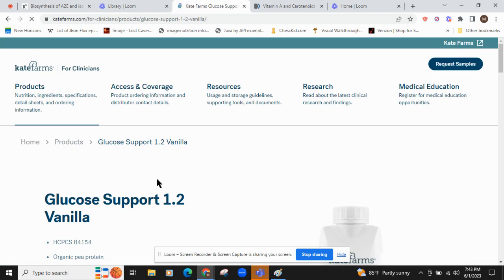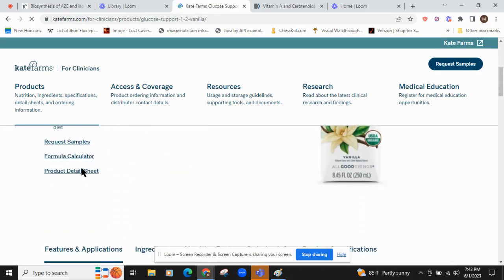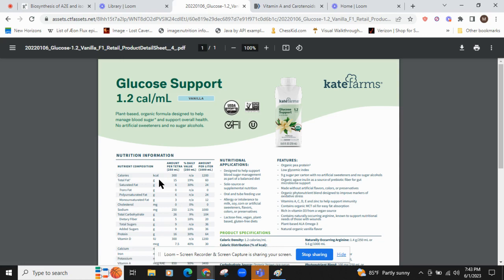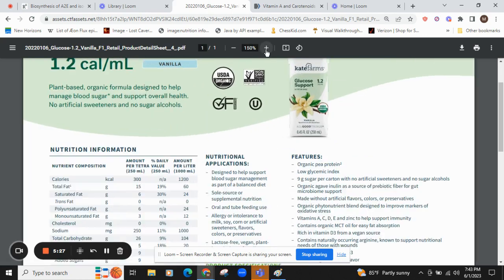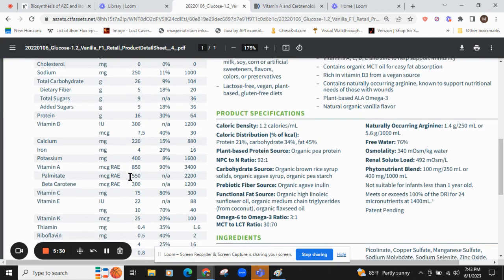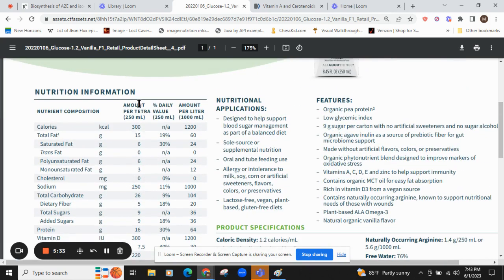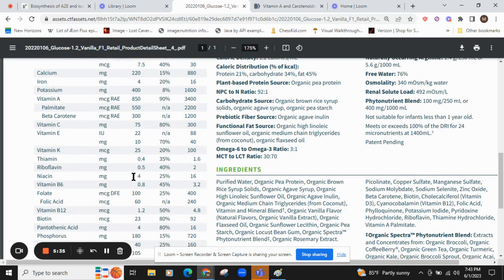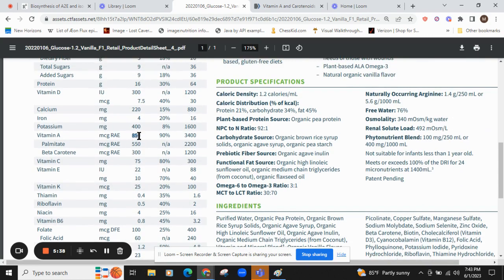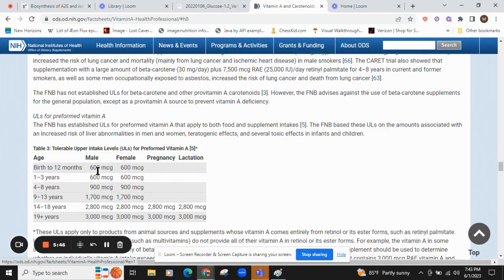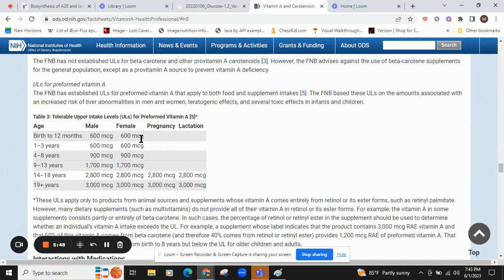This one is an adult formula for people with blood sugar issues, but we'll check that one out. Go to the product details, and then we'll look at how much carotenoids and vitamin A palmitate are in this formula. One carton contains 850 micrograms of vitamin A. And again, if it's a 1 to 3 year old, 600 micrograms is the upper level intake for preformed vitamin A.